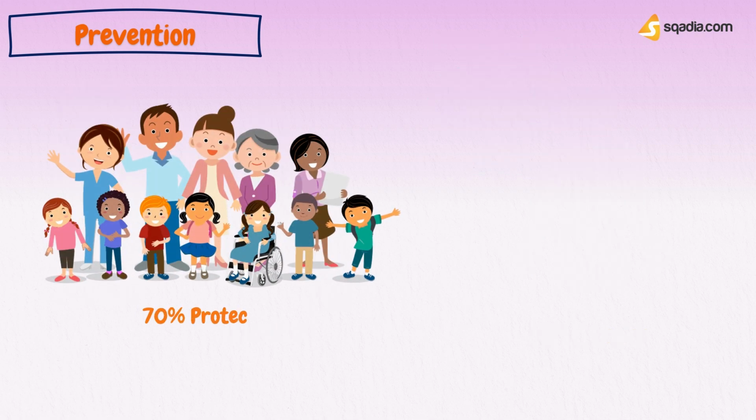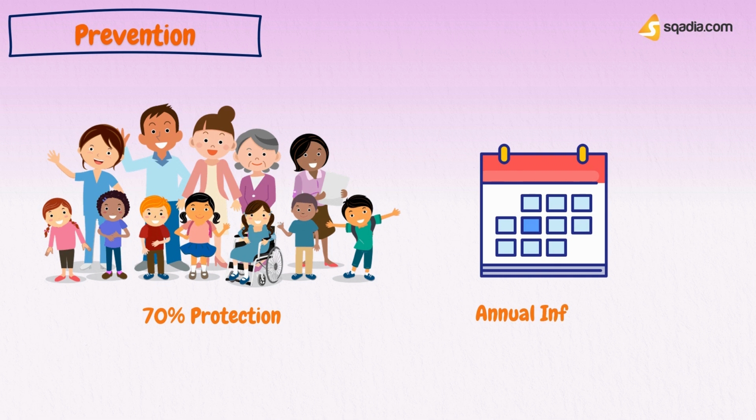Annual influenza vaccinations for everyone aged 6 months or older is recommended, especially for individuals at risk of severe diseases, such as those with cardiopulmonary disease or asthma. That is all about the replication process of influenza viruses, its clinical presentation and treatment and prevention.